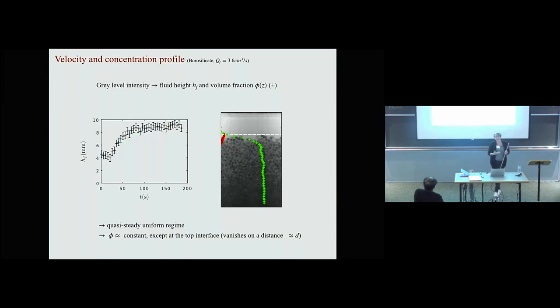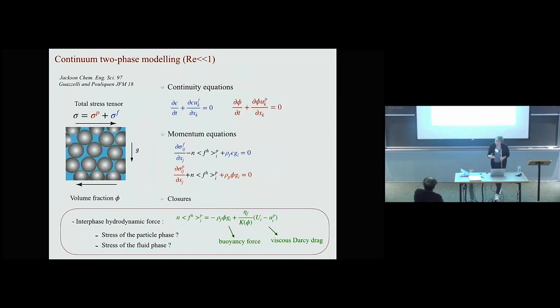And then we decided to use a two-phase model, a two-phase continuum model. I'm not going to go into the detail of this two-phase model. You can find everything in the paper from Jackson or in the more recent paper from Babette and Olivier. So the idea is that we consider the granular phase and the fluid phase as two interconnected continuum phases. And then the continuity equation and the momentum equation are obtained using an averaging process.